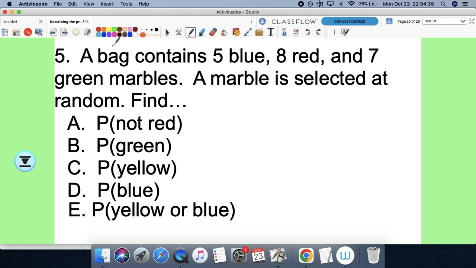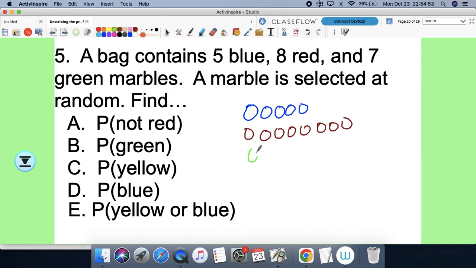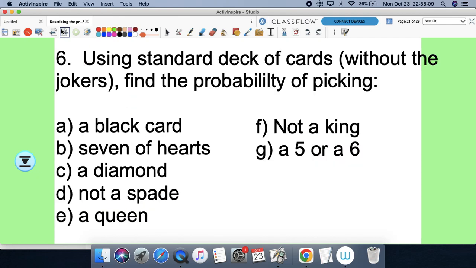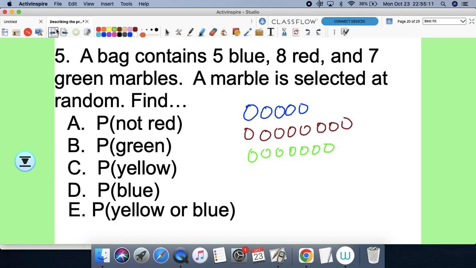Now we have a bag that has blue. Let me change, hopefully. Oh, there we go. We have 5 blue marbles, 8 red, and 7 green. And then it's asking us to find the probability of not red, green, yellow, blue, and then yellow or blue. Okay, so let's do this one.